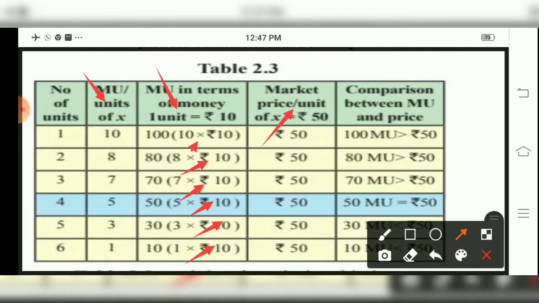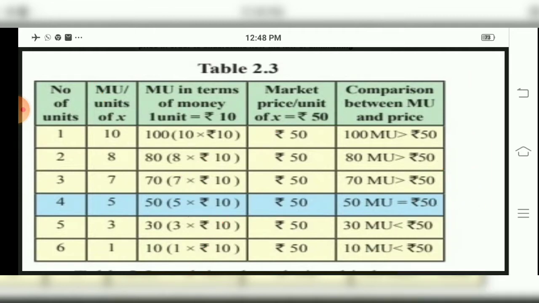Now come to the last column, where we have to compare MU and price. Marginal utility 100, price rupees 50. Marginal utility 80, rupees 50. Marginal utility 70, rupees 50. Then 50 marginal utility, price 50. Then 30 MU, price 50, and 10 MU, price rupees 50.